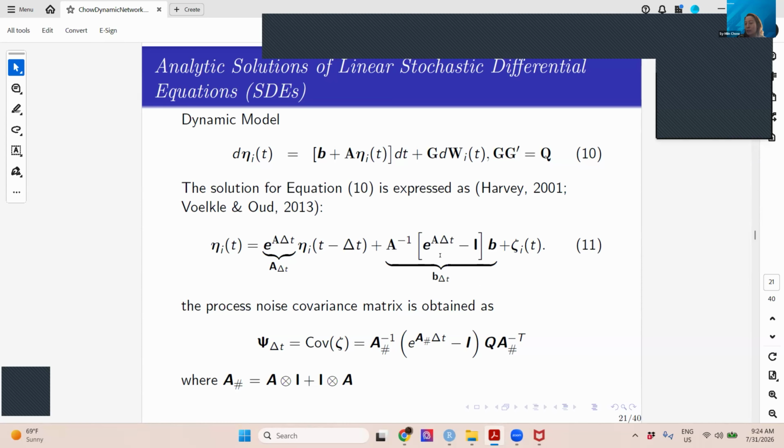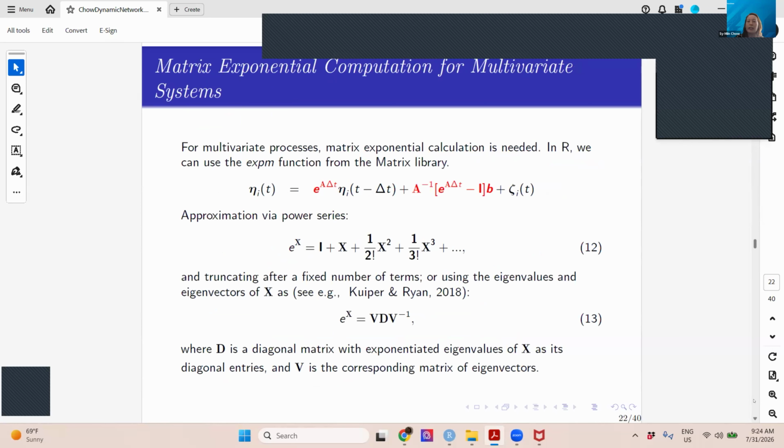So e to the A, this is taking the matrix exponential of A, right? For those of you interested, you can do that by approximating it using this power series function. So we have polynomial functions, and then this is a factorial. Or you can get the matrix exponential by calculating the eigenvalues and eigenvectors, and then exponentiating the eigenvalues.